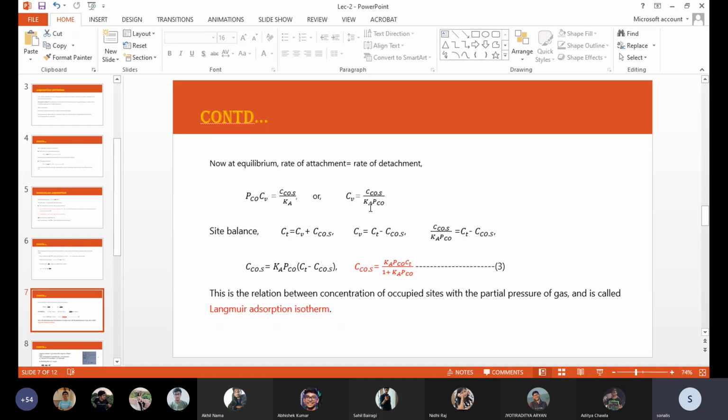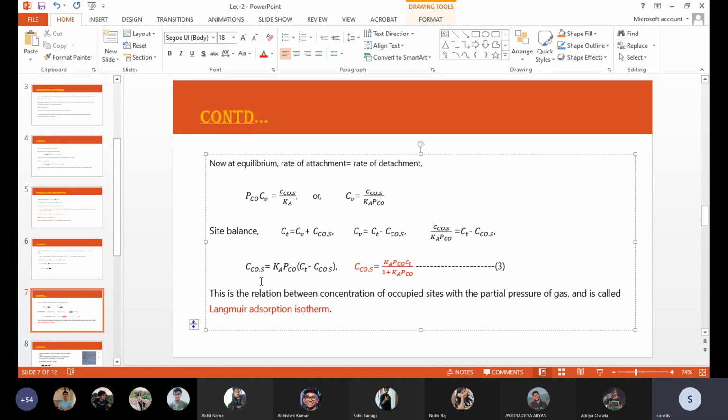Then CV is equal to CCOS by Ka PCO. Now, if we go by this site balance, CT, the total concentration of the active site, is equal to CV, the vacant site concentration, plus CCOS, that is the active occupied site concentration occupied by carbon monoxide. CV is equal to CT minus CCOS. So in place of CV, if we put CT minus CCOS, it is giving this.